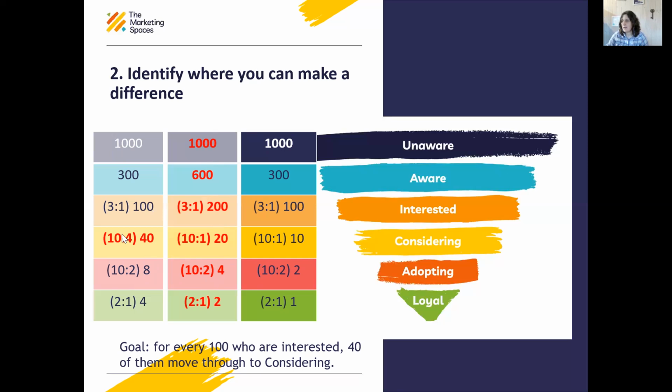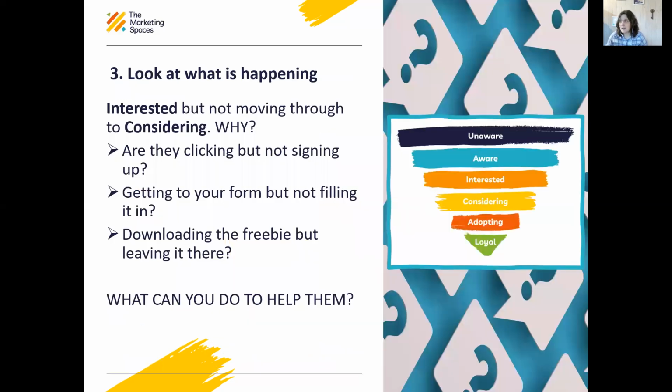Whereas if you start in the middle and say, right, how can we stop people falling out of the middle? It's very different. So this is where it's really important to identify where you can make the difference. And this means looking at your current data. You've already got these people's data. You already know about them. You've already got some idea of their behavior and activity.